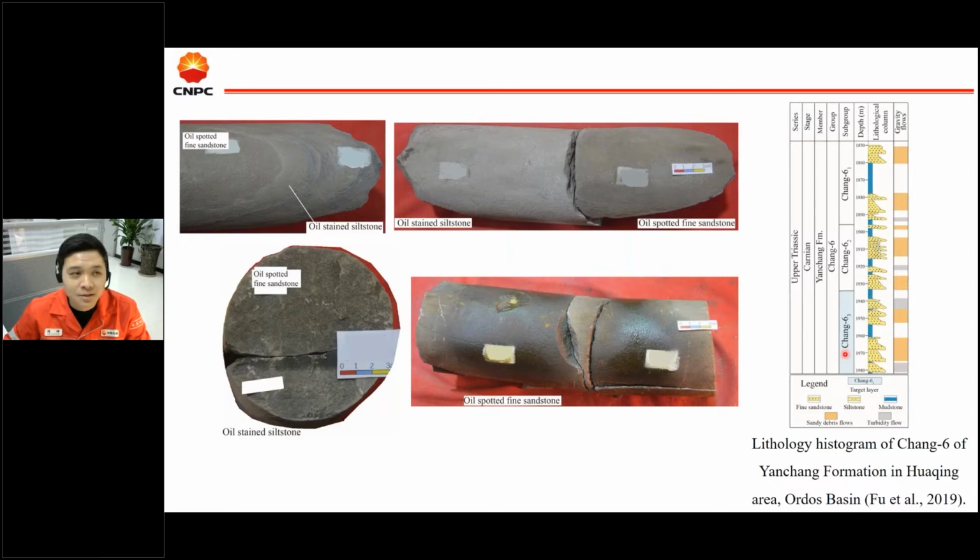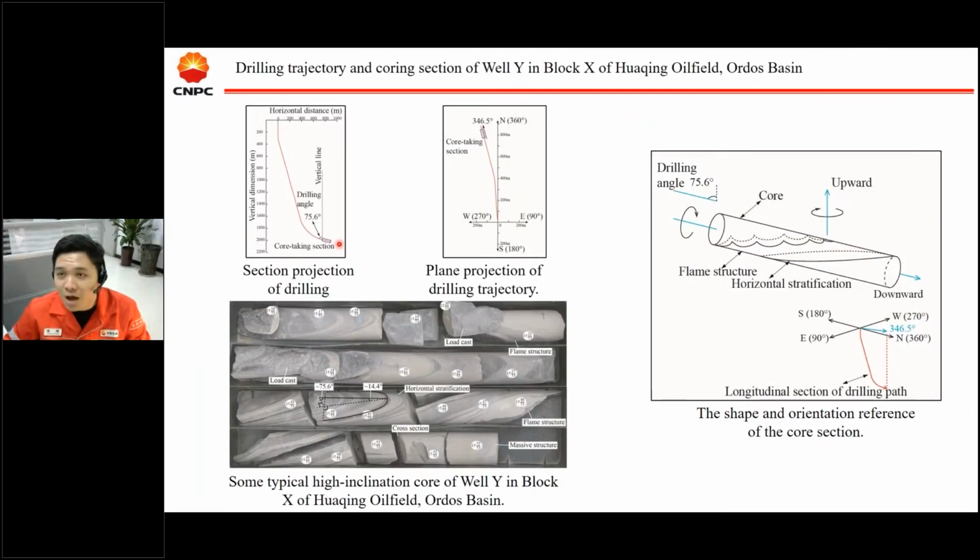Last year, we carried out continual coring of 105 meters in the high-inclination well. We found that the cross-section of the core is in good agreement due to its dense lithology. Most cores are easily spliced. The flame structure indicates the up-down direction, and we can get a horizontal rotating surface.